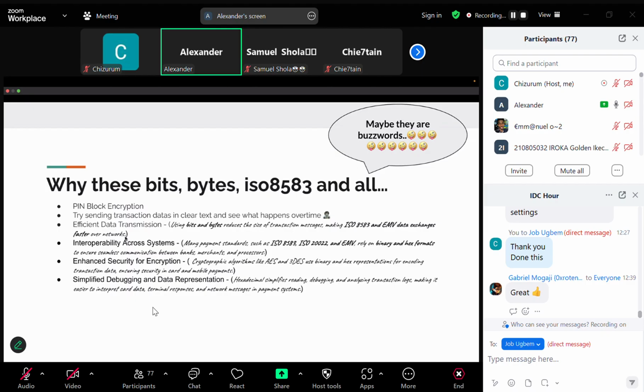Security, just like PIN block encryption, right? Cryptographic algorithms like AES and 3DES use binary and hex representation for encoding transaction data, ensuring security in card and mobile payments, right? Of course, if you understand these data types or these standards very well, you are able to debug your system very well, right? If there is an issue, you're able to know, okay, this is the problem, this is why we're having this issue, and this can be the fix and all that, right?